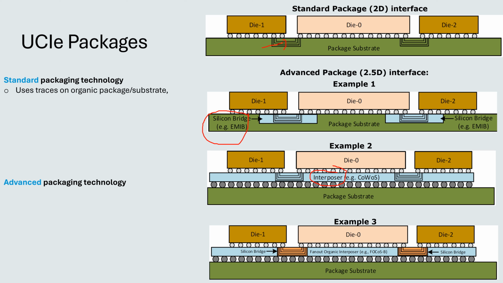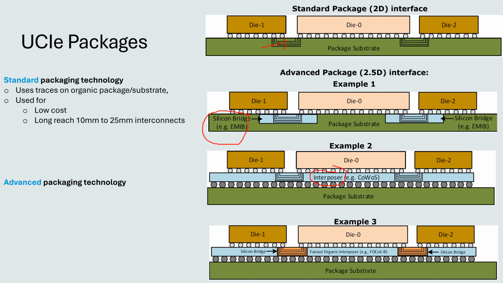So let's talk about 2D. Standard package we can generally call a 2D packaging, whereas advanced package we can call a 2.5D packaging. 3D: the UCIe package does not talk about 3D packaging.